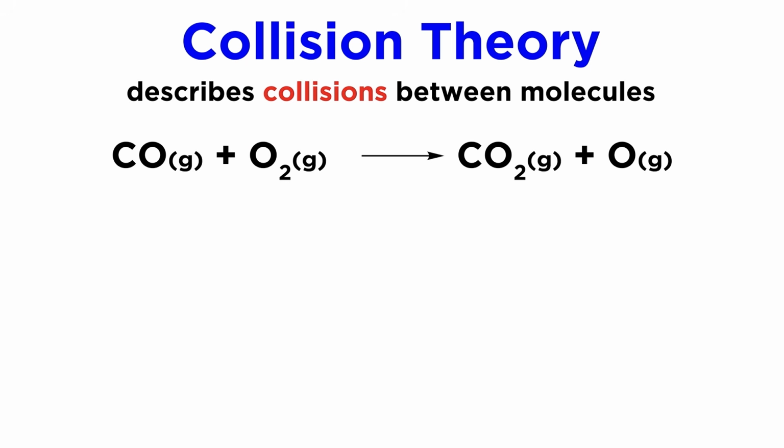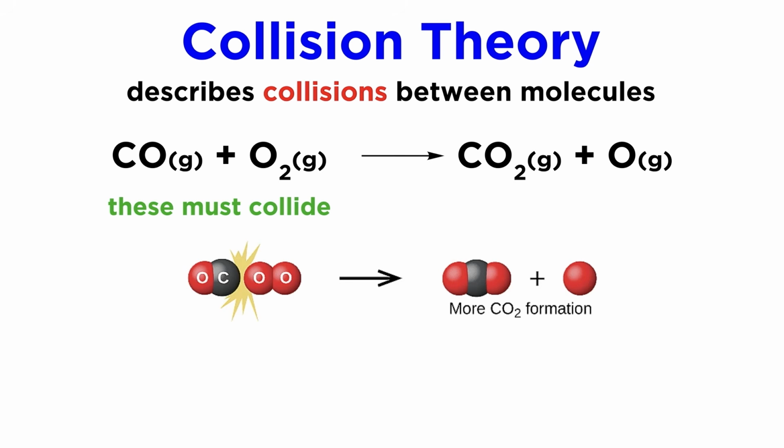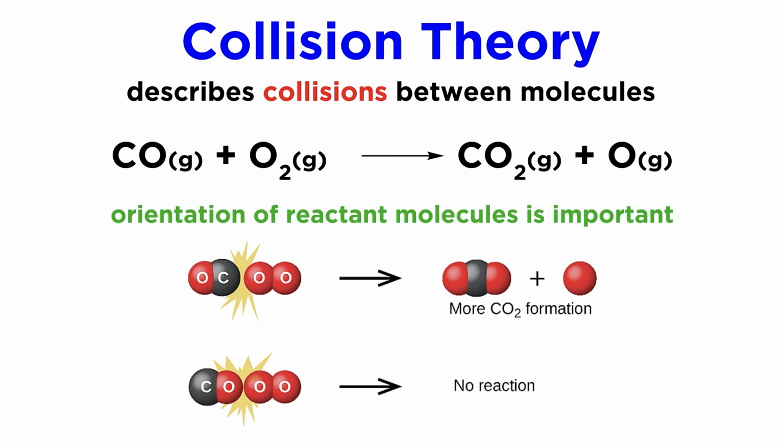Consider the reaction of carbon monoxide and oxygen to form carbon dioxide and an oxygen atom. In order to react, a molecule of carbon monoxide and a molecule of oxygen must collide with one another, but the oxygen molecule must specifically collide with the carbon atom, since the new bonds that are to be formed occur between the carbon and oxygen atom. If the oxygen molecule collides with the oxygen atom in carbon monoxide, no reaction will occur. This shows how the orientations of the reactant molecules makes a big difference.